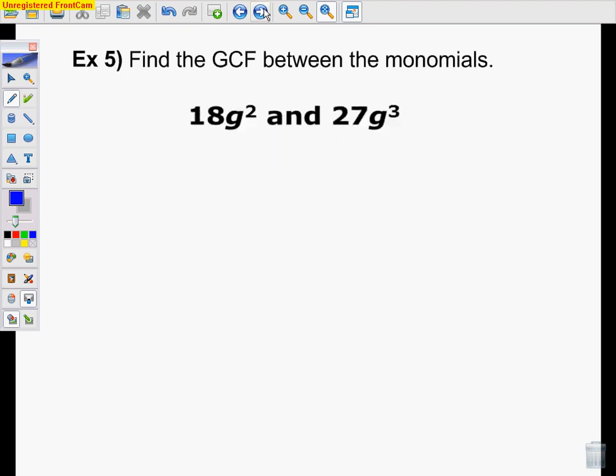Let's try this one. Between 18g squared and 27g cubed, what's the GCF? So again, we're going to look at our numbers, 18 and 27. The greatest common factor between 18 and 27 is 9. And then we're going to look at our variables, g squared and g cubed. Once again, here you have 2 g's. Here you have 3 g's. You want to take the most that you can, but it has to be the same amount from both. That's why it's common factors.